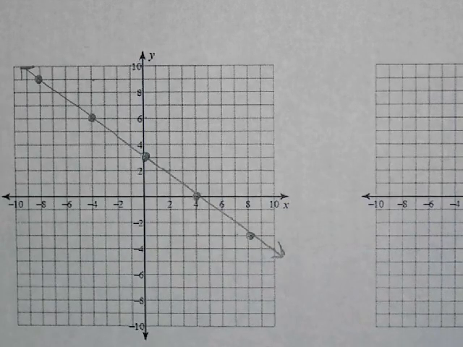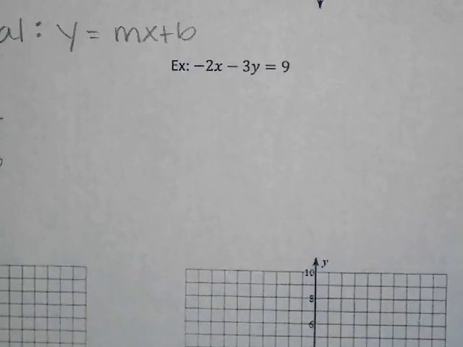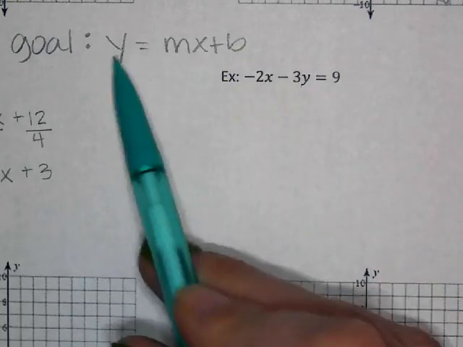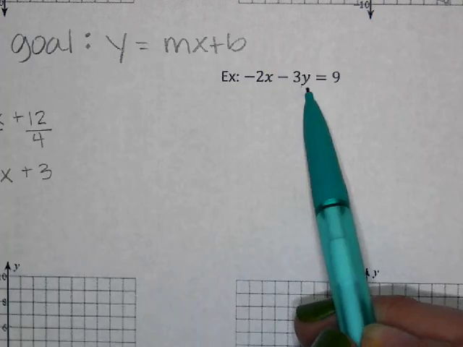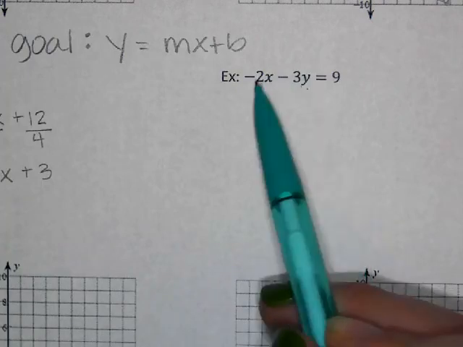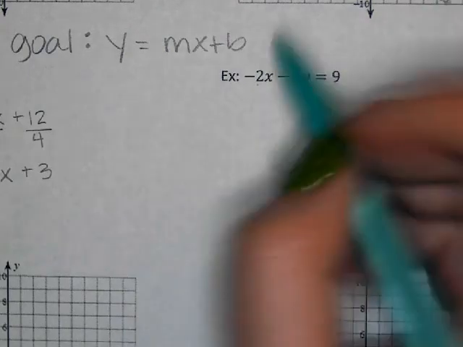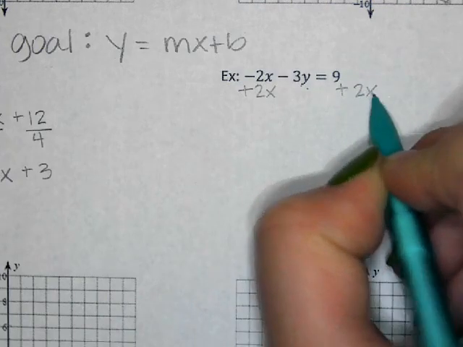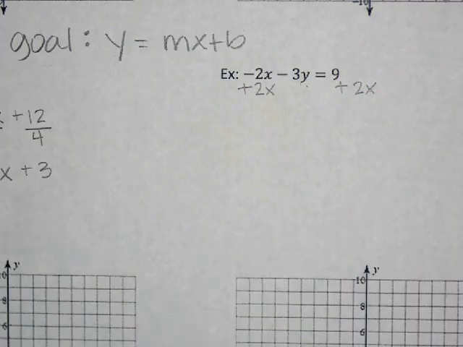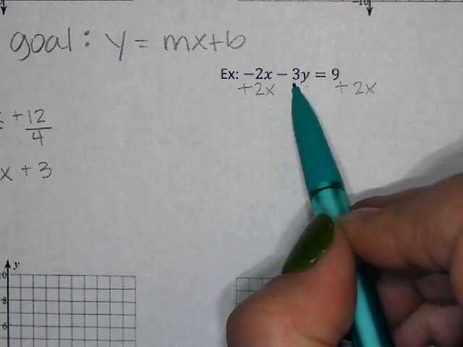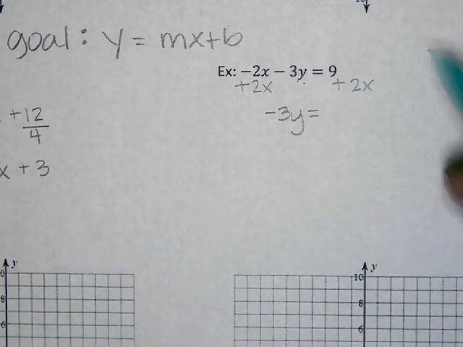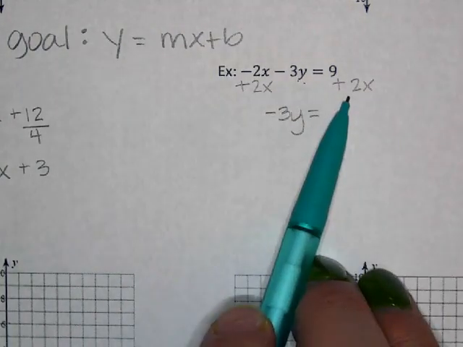All right, next example problem. So our goal is y equals mx plus b. So we want the y to stay alone over here. So what should I move? The 2x, it's negative right now, so I'm going to do plus 2x to move it over. Okay? So on the left side, all that is left behind is a negative 3y. On the right side, I'm keeping in mind what my goal is. My goal is to have the x and to have the plain number.